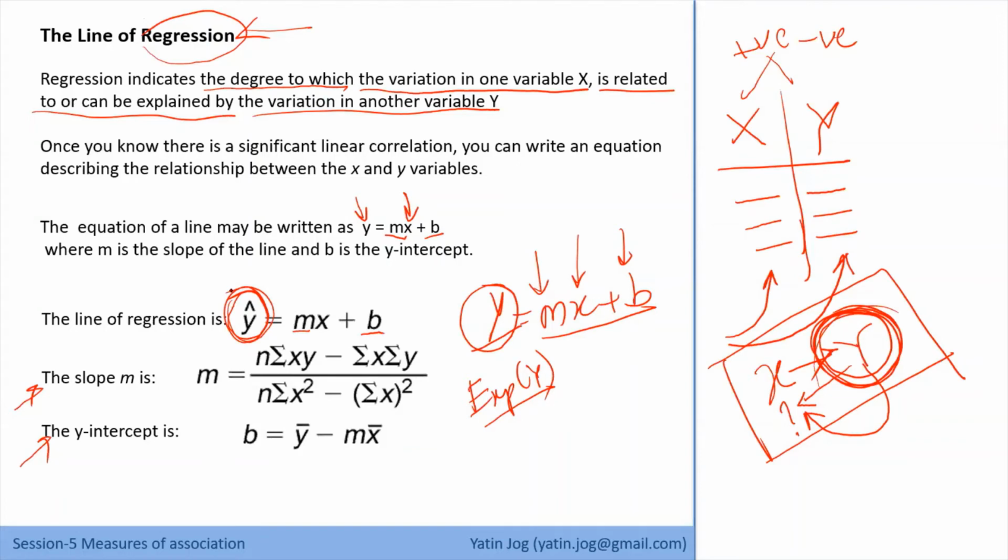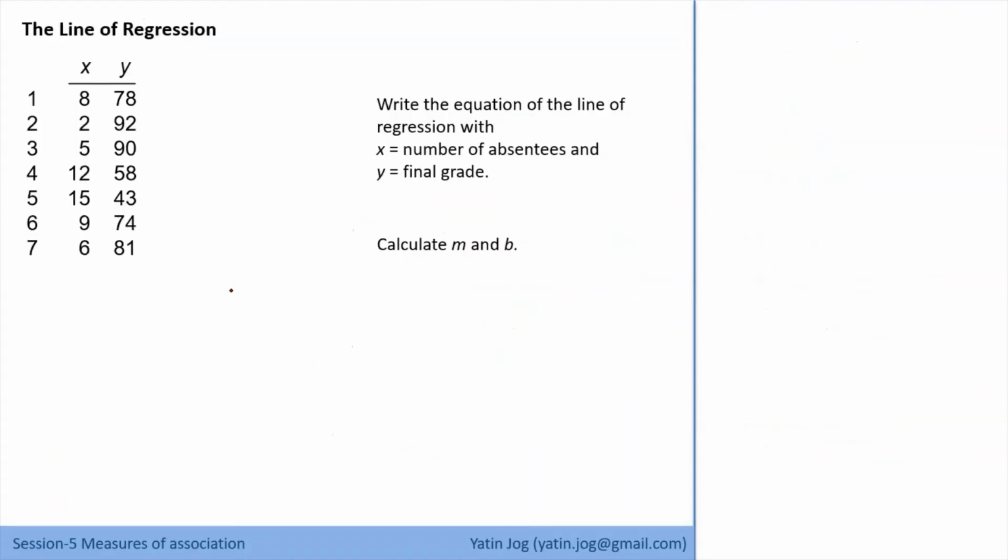We can calculate the expected value of y using y equal to mx plus b, which is the equation of a straight line. Now we will use these calculations, and I'll show you one example also. Suppose I have a data set with two variables, x and y. We have 7 different values, where x is the number of absentees by a student and y is the final grade. So x represents how many times a student is not present in the class, absentees, and y is the final grade received by that specific student.